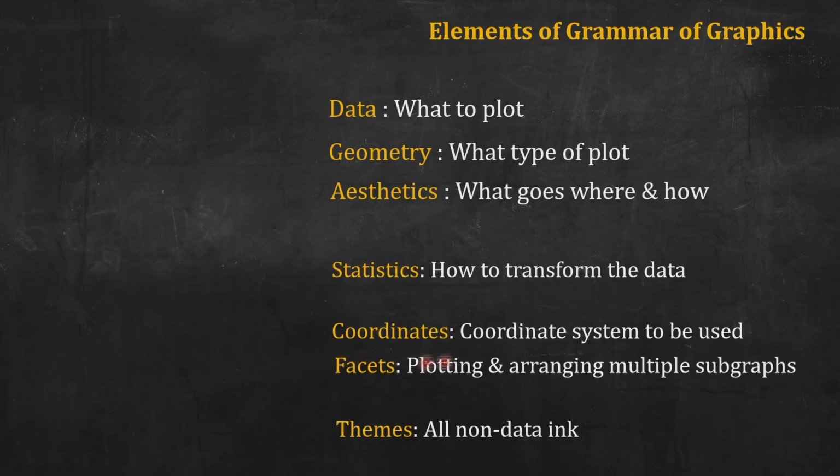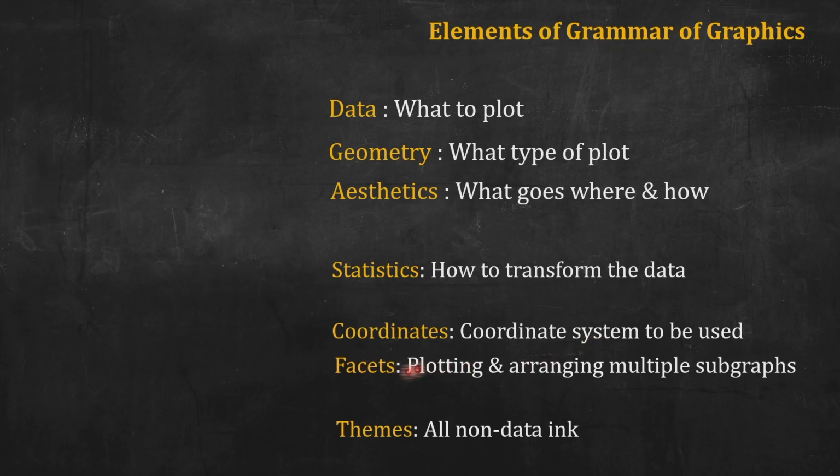Now, apart from that, I said that there are some other elements also, right. For example, statistics, coordinate, facets and themes. Now, if you remember, I said the statistics is used when I want to add some layers, some information where the data statistics is used to create the plot. When you simply create a plot using the raw data, you do not need statistics.